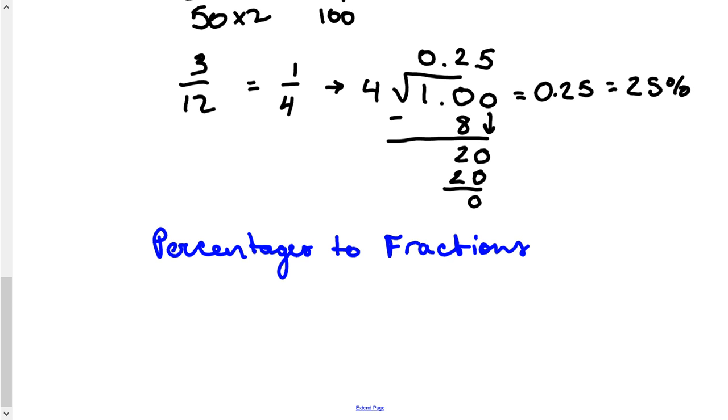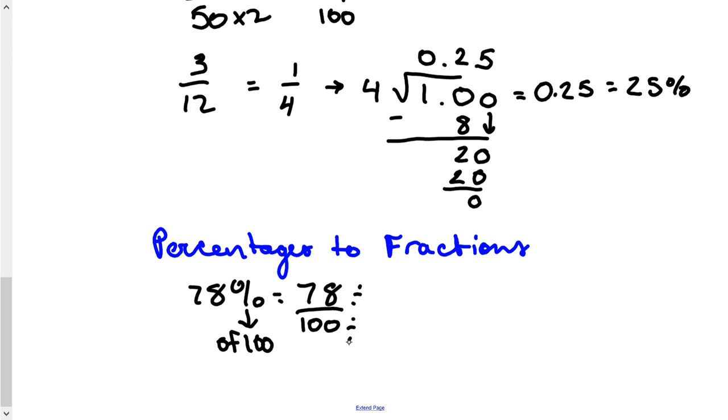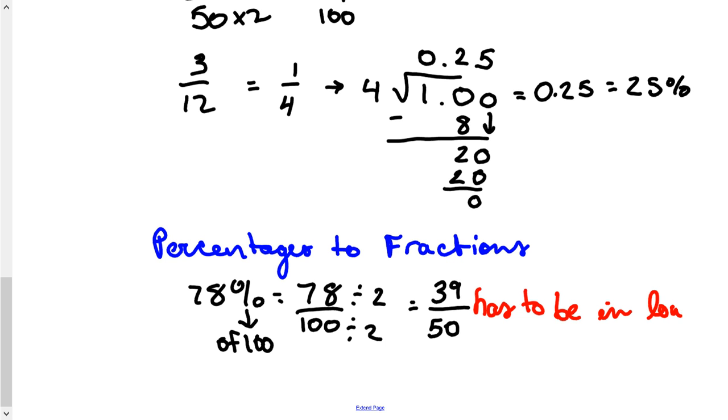If we want to go backwards, we need to go percentages to fractions. Let's start with 78%, which is equal to 78 over 100 because percent means of 100. Now this is not in lowest form, so we need to make it into lowest form. We are going to divide this by 2 because it's both even. So this is 39 over 50. It has to be in lowest terms, otherwise the answer is not correct.